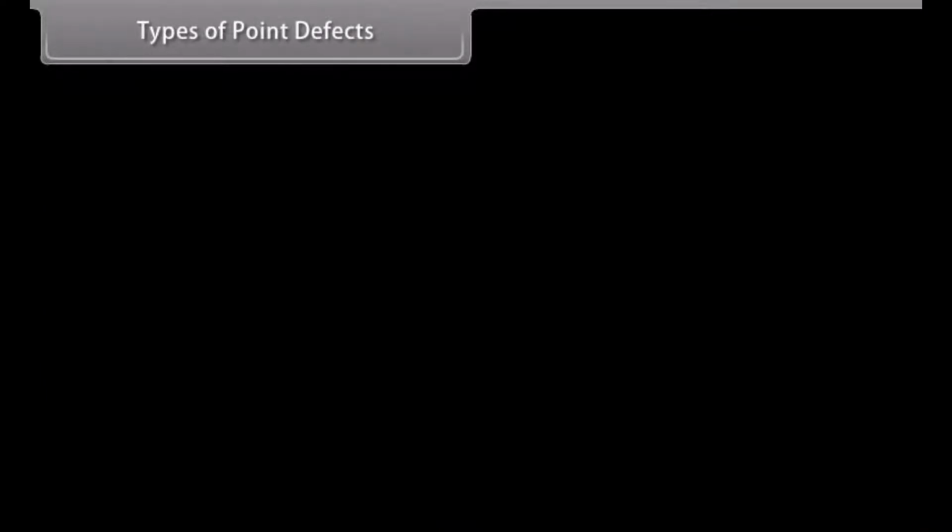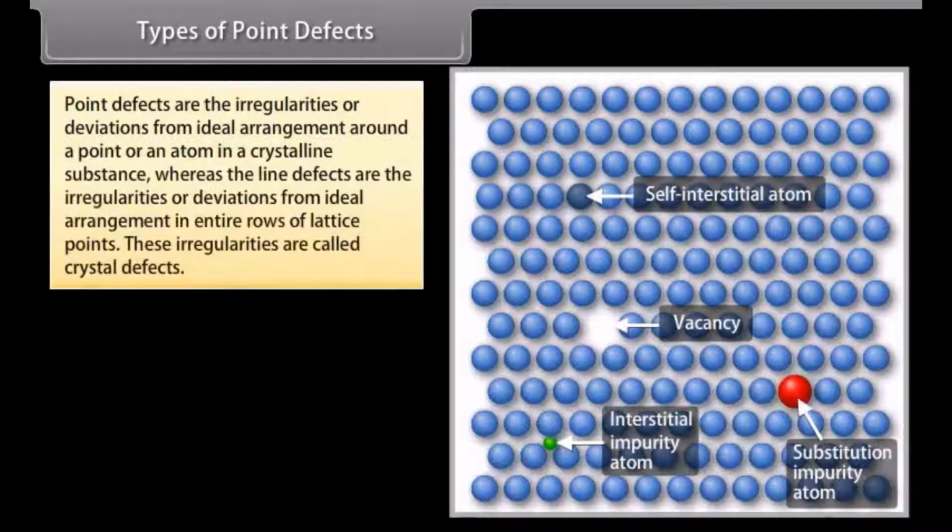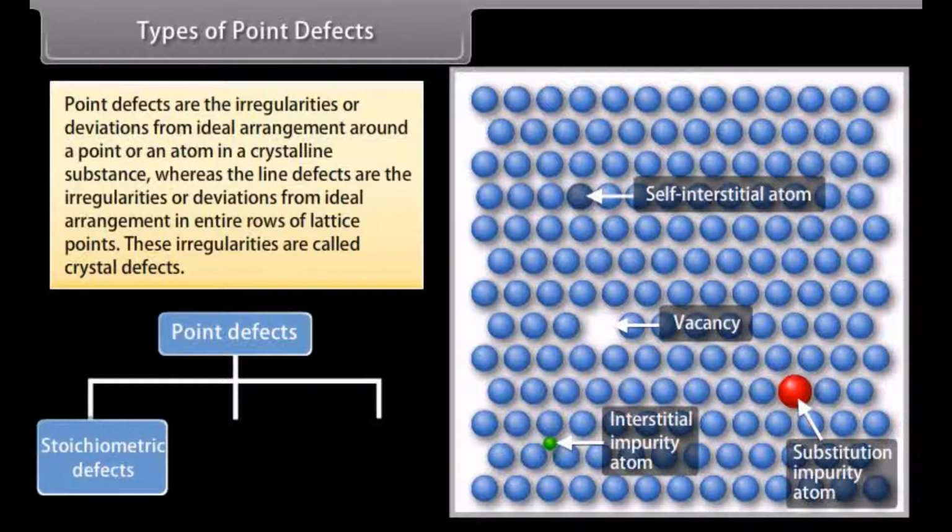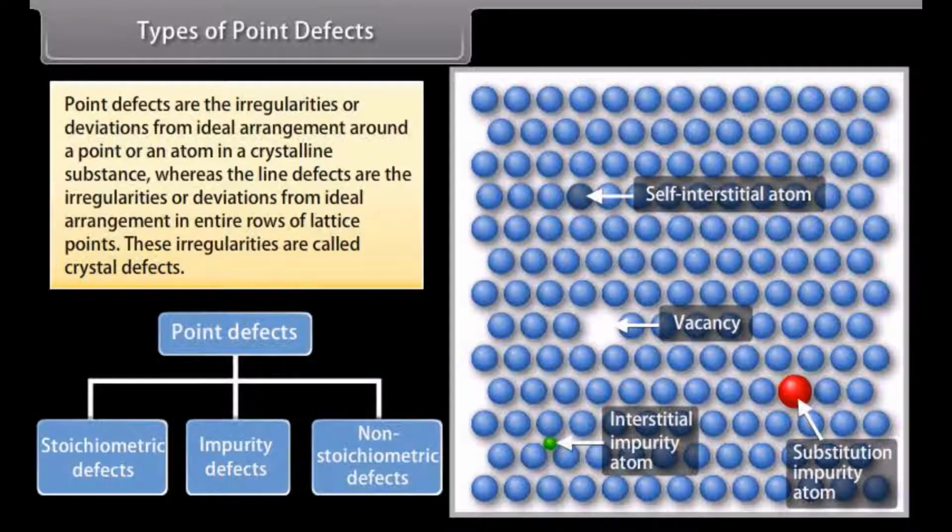Types of point defects. Point defects are the irregularities or deviations from ideal arrangement around a point or an atom in a crystalline substance, whereas line defects are the irregularities or deviations from ideal arrangement in entire rows of lattice points. These irregularities are called crystal defects. Point defects can be classified into three types: 1. Stoichiometric defects. 2. Impurity defects. And 3. Non-stoichiometric defects.